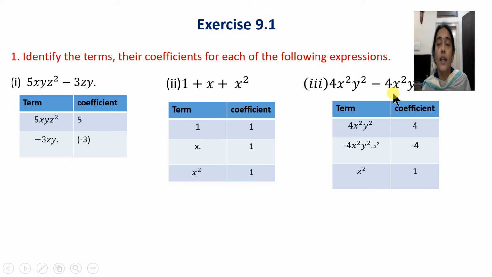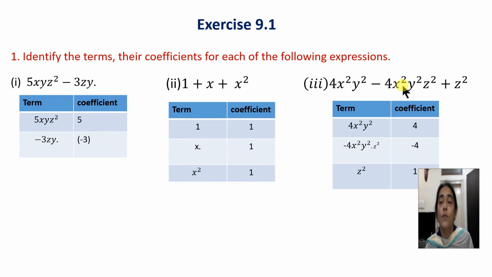The next expression is 4x square y square minus 4x square y square z square and plus z square. So there are again three terms here. So 4x square y square, minus 4x square y square z square, and z square. So what is the number attached here? 4. Yes. So the coefficient is 4. Here it is minus 4x square y square z square. Which is the number attached here? Minus 4. So here minus 4.